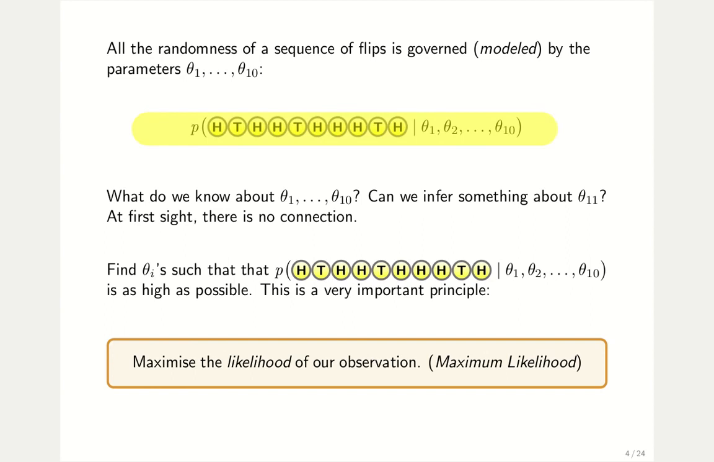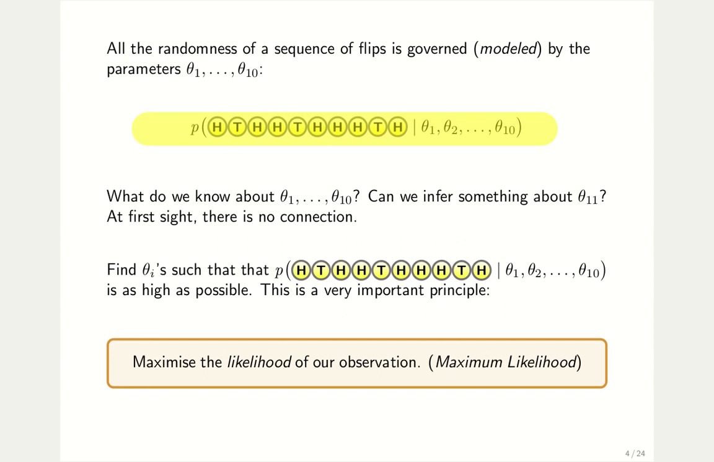Okay, so what do we know about these parameters theta 1 through theta 10? And are they in some way connected through theta 11? The connection is not obvious, but we can now start to do something which is called maximum likelihood estimation. Maximum likelihood estimation is a very common principle. A lot of machine learning algorithms actually boil down to a maximum likelihood estimation at the core. And that's why it's very important that we take a close look at it.